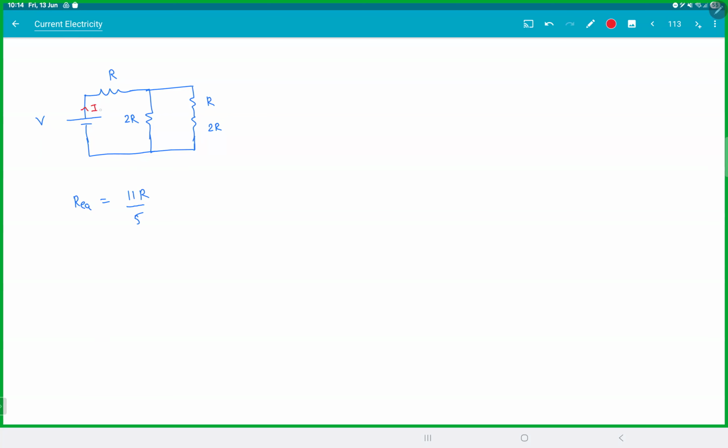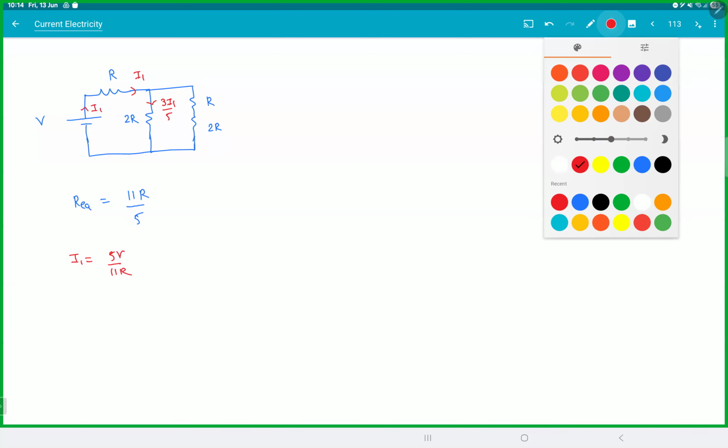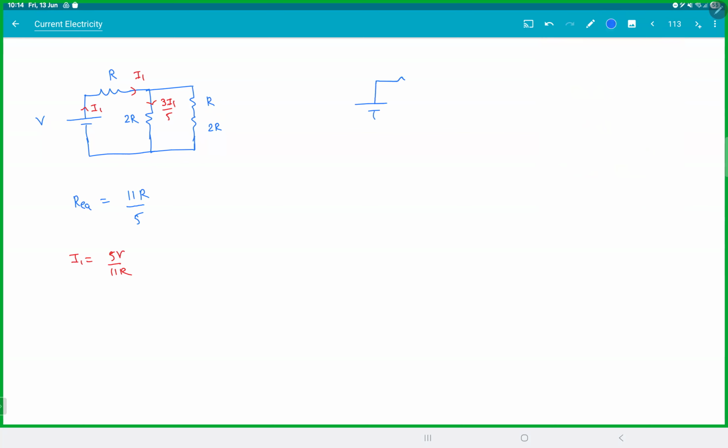So this current that went here, I1, was 5V by 11R. This is I1, and this thing was 3I1 by 5. Now, after the bulb C got shorted, the circuit became like this. So D will completely shut off. So D is gone. Now the current becomes I2. The same current I2 also flows here. So now the current I2 will be V by 3R.